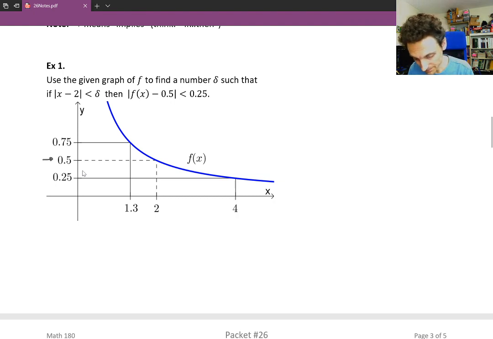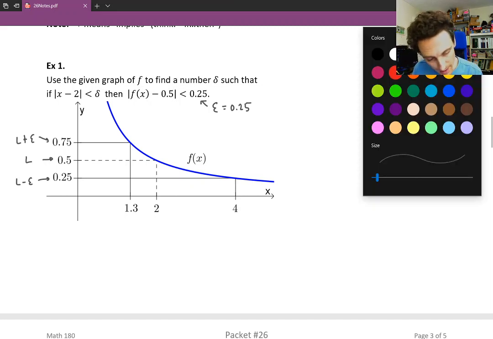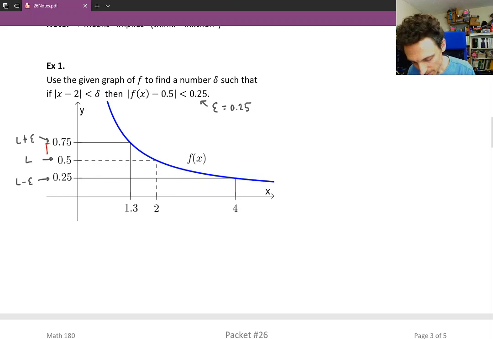So there's the limit L right there of 0.5. This is L. And we want to be within 0.25 of that limit L. So there's our epsilon challenge. Epsilon is 0.25. That's how close we want to get to L. So this is like L plus epsilon, and this is like L minus epsilon. Notice that the distance from here to here is 0.25, and between 0.5 and 0.25 is again a 0.25. There's your epsilon.